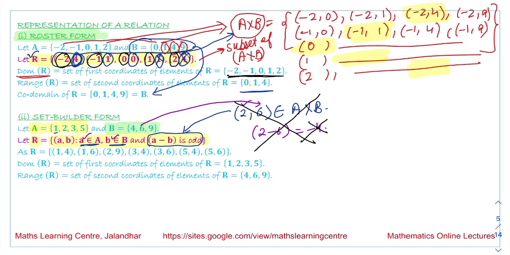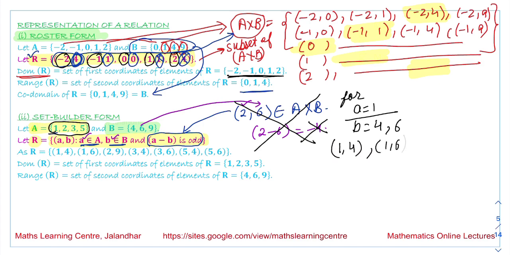So the numbers that will be part of this relation: we have to consider a equal to 1, 2, 3, 4, 5. First we fix a equal to 1, and we see which values of b should be there. The value of b can be 4, and the value of b can be 6. For a equal to 1, b can be 4 or 6. So we have (1, 4) and (1, 6). These are elements of the relation.